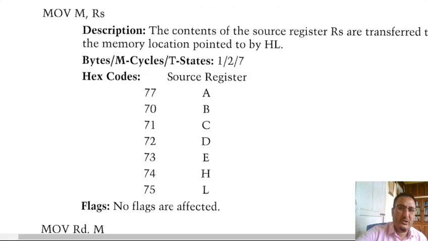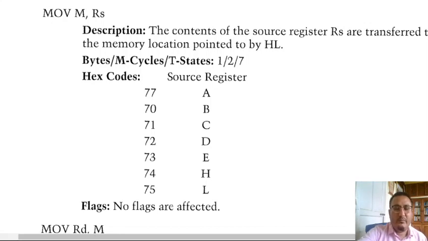The next instruction that we're going to study is MOV M, Rs. Whenever the MOV M, Rs instruction is executed, it copies the content of the source register into the address location specified by the HL pair. Again, on execution, MOV M, Rs moves the content of the source register to the address location held by the HL pair.